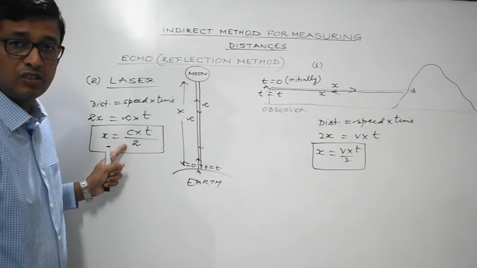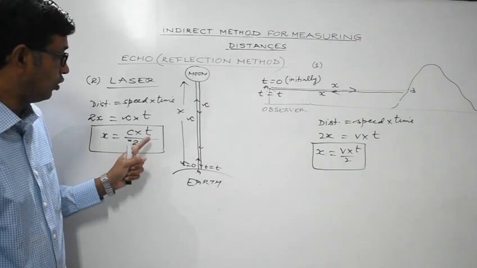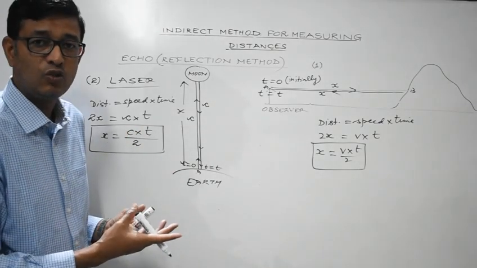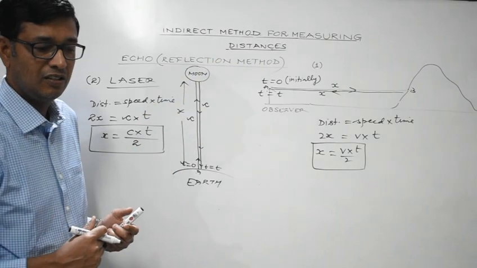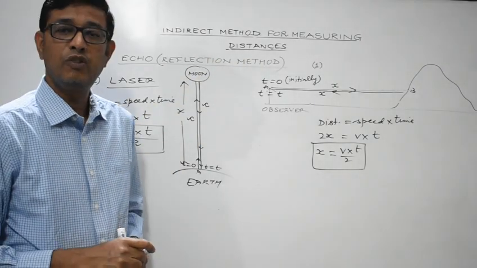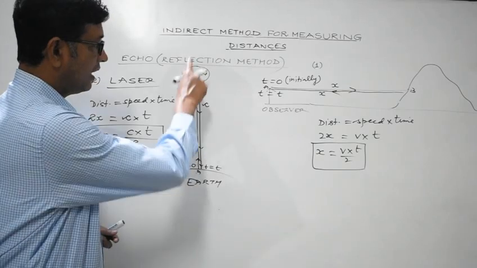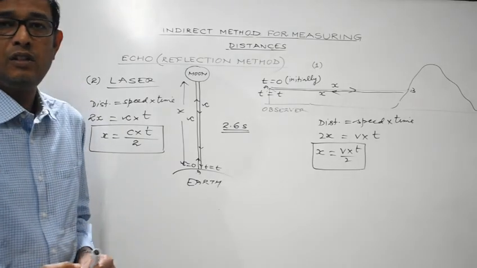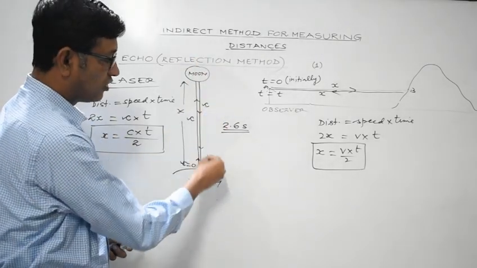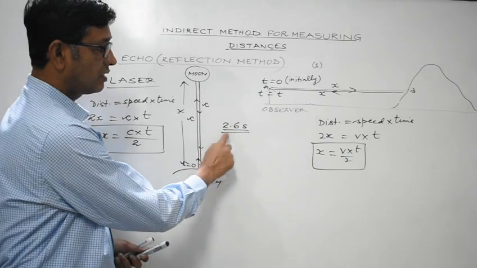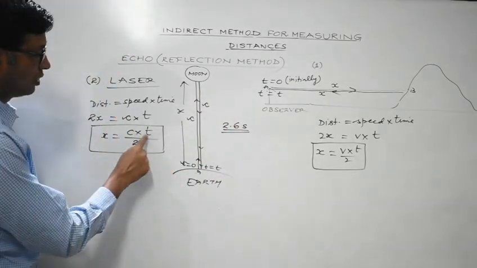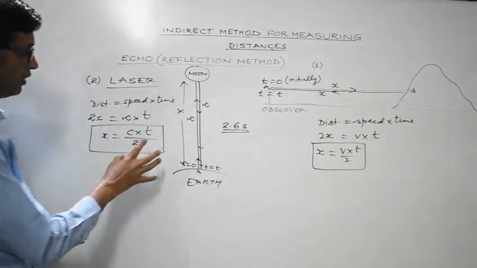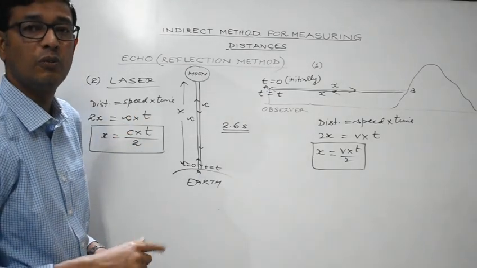We know the value of small c, that is 3 into 10 to the power 8. So knowing the value of t experimentally, substitute this value, and it is very helpful in calculating the distance of the Moon from the Earth. For your knowledge, I must share this information with you: a laser beam takes about 2.6 seconds to get reflected from the Moon and reach back to the Earth's surface. 2.6 seconds. So students, substitute the value of t as 2.6 seconds, c as 3 into 10 to the power 8 and solve it. You will get the distance of the Moon from the Earth.